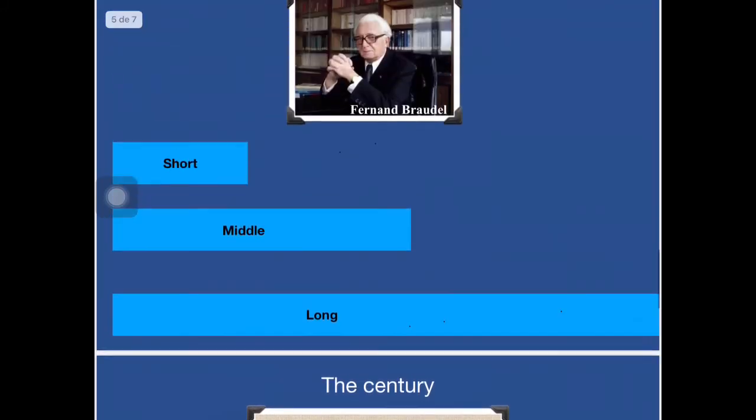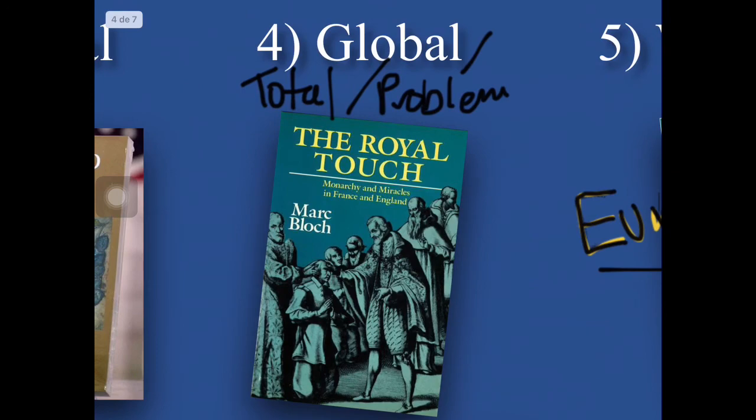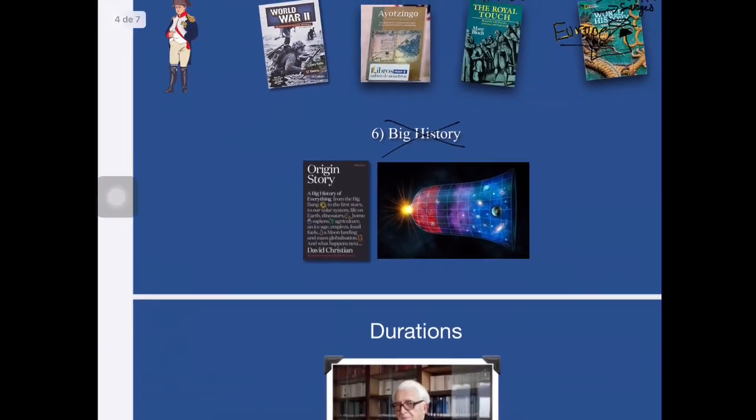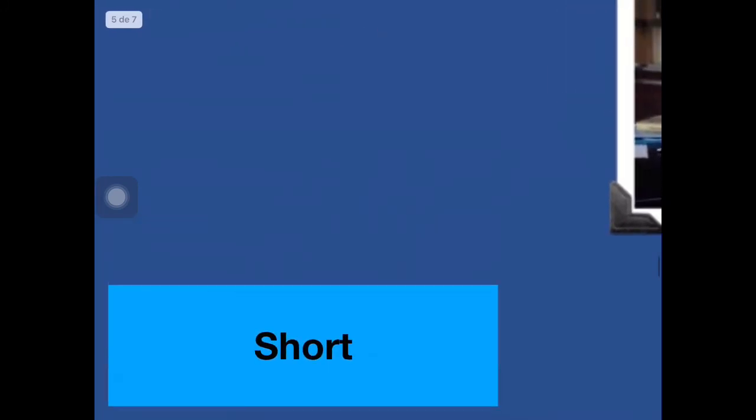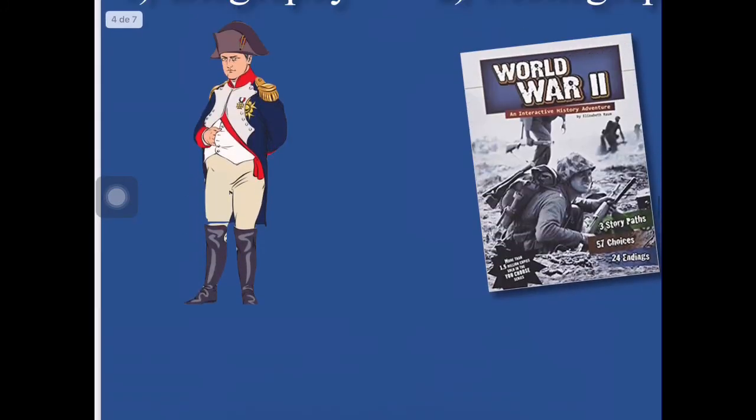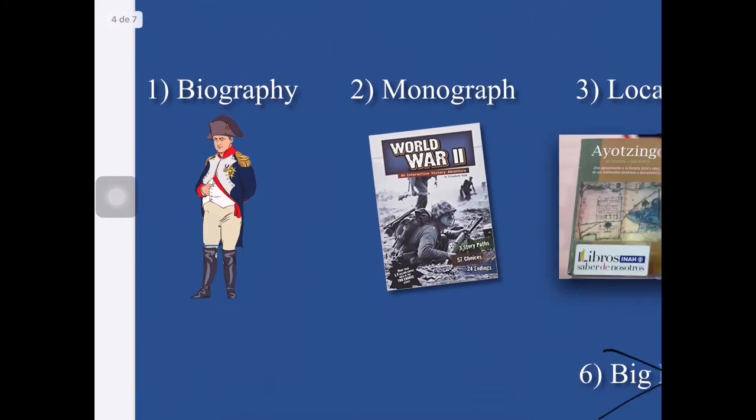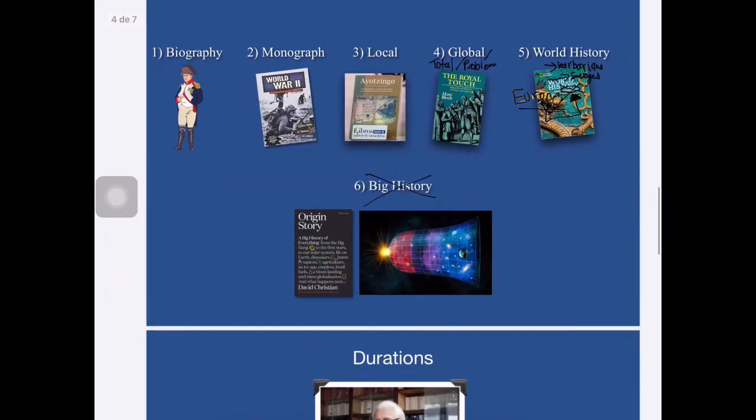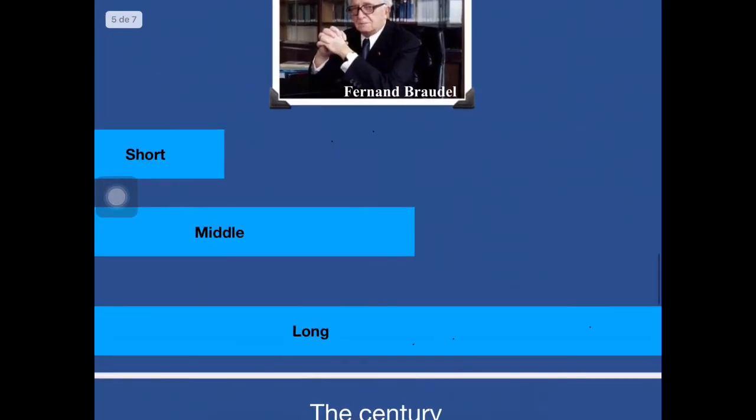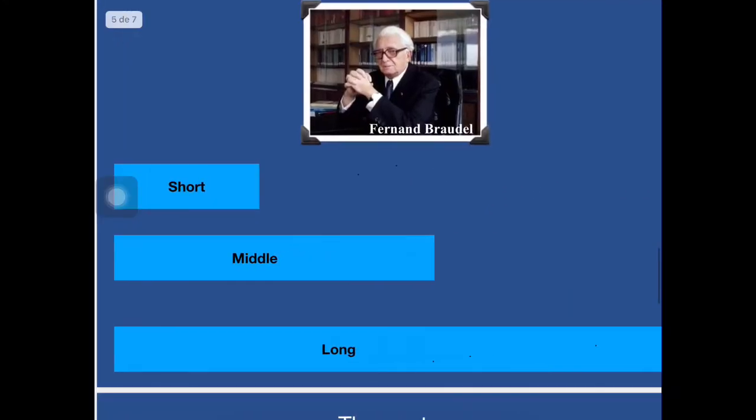Now, this is very important. All these 3 durations are a part of global or problem history, okay? Do not confuse yourselves, because perhaps in the short duration we are talking about the processes that we can see in the lifespan of one person, but that doesn't mean biography, okay? In biography, you're not explaining anything. You're just presenting the life of one person. Global history is the only type of history in which we try to explain something. So all these 3 durations are a part of global history. You can do global history in the short duration, in the middle duration, and in the long duration.